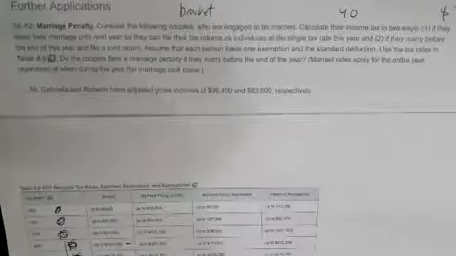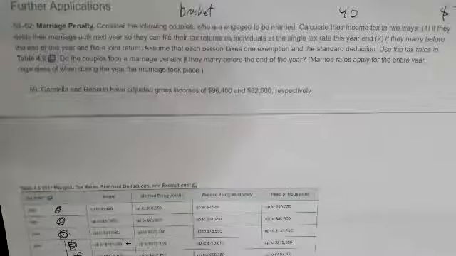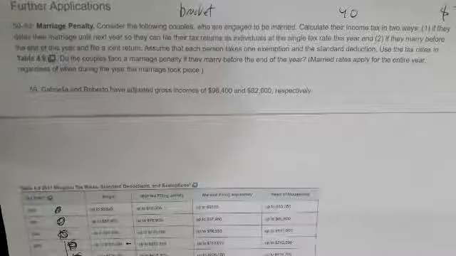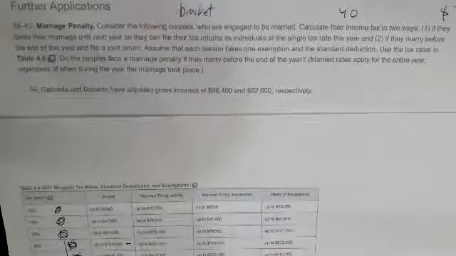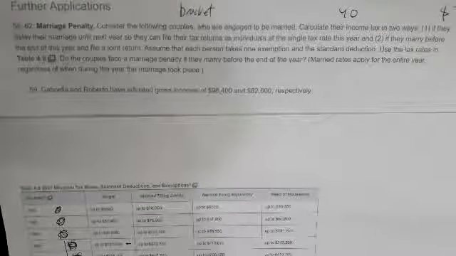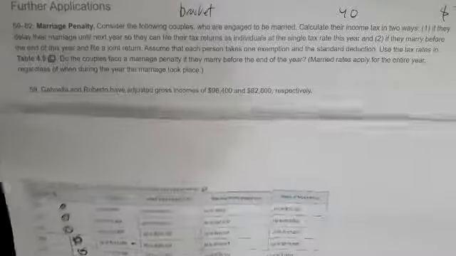Okay, so consider the following couples who are engaged to be married. Calculate their income in two ways. If they delay their marriage until next year, they can file as single. If they marry, they can file a joint return. Assume that each person takes one exemption in the standard deduction. Use the tax rates in 4.9. Do the couples face a marriage penalty if they marry before the end of the year? So we want to see if these people can get married, whether they're going to save on their taxes or not.